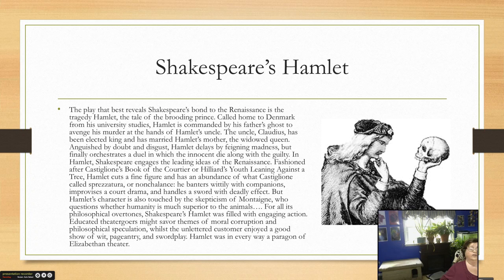In Hamlet, Shakespeare engages the leading idea of the Renaissance, fashioned after Castiglione's Book of the Courtier, or Hilliard's Young Man Leaning Against a Tree. Hamlet cuts a fine figure and has an abundance of what Castiglione called sprezzatura. I'm not sure how to pronounce that. Sprezzatura, or nonchalance. He banters wittily with companions, improvises a court drama, handles a sword with deadly effect. But Hamlet's character is also touched by the skepticism of Montaigne, who questions whether humanity is much superior to the animals.